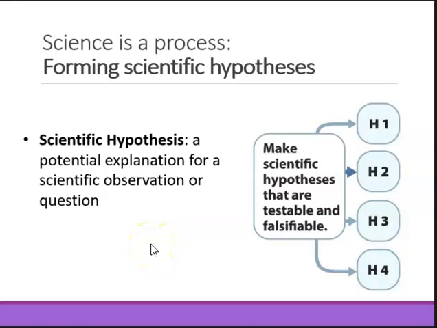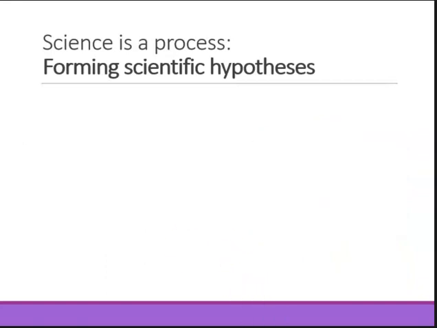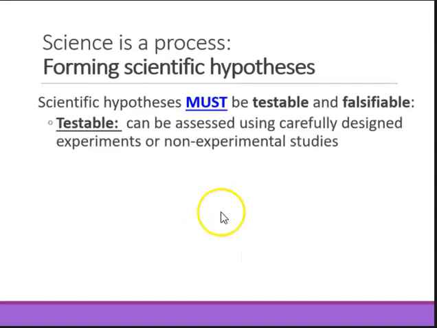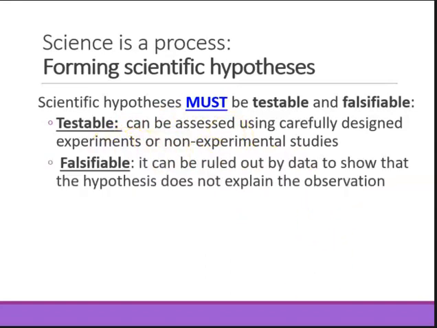A scientific hypothesis is a potential explanation for a scientific observation or question. Now, scientific hypotheses must be testable and falsifiable. We must be able to run a test or experiment to see whether or not this hypothesis works out. Testable meaning it can be assessed using carefully designed experiments or non-experimental studies. Falsifiable meaning it can be ruled out by data to show that the hypothesis does not explain the observation.